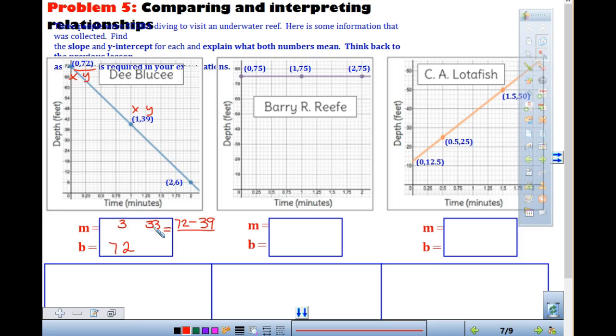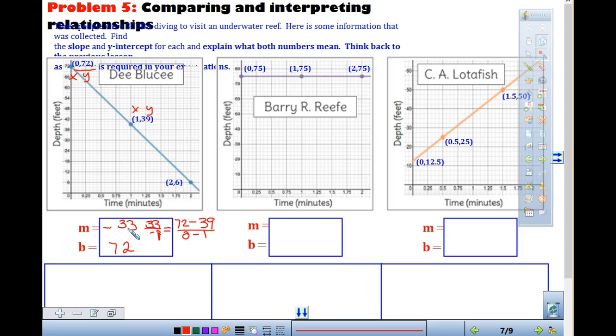How about if we take then our 1? So now if I go, do I put 1 minus 0 or 0 minus 1? 0 minus 1, because 0 goes with the 72. So this is going to be a negative. So this slope is negative 33.